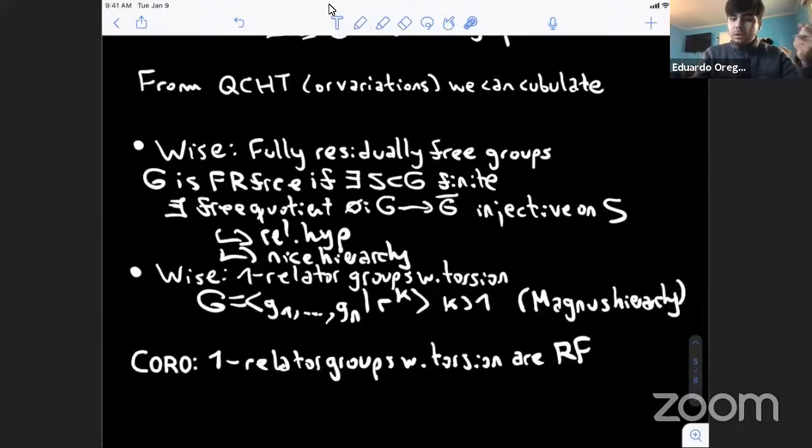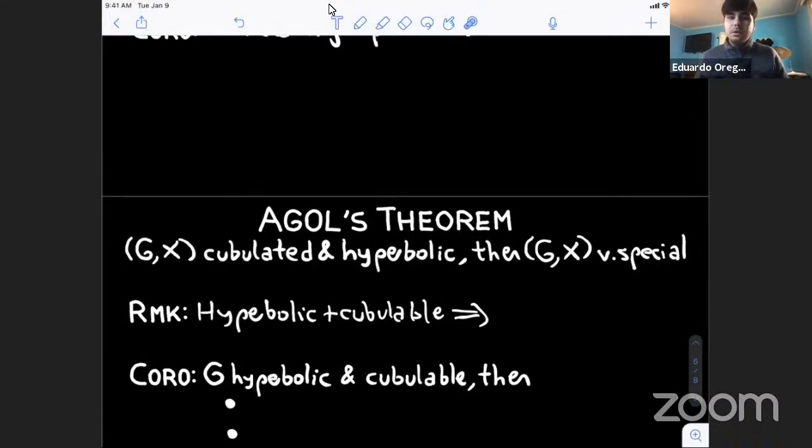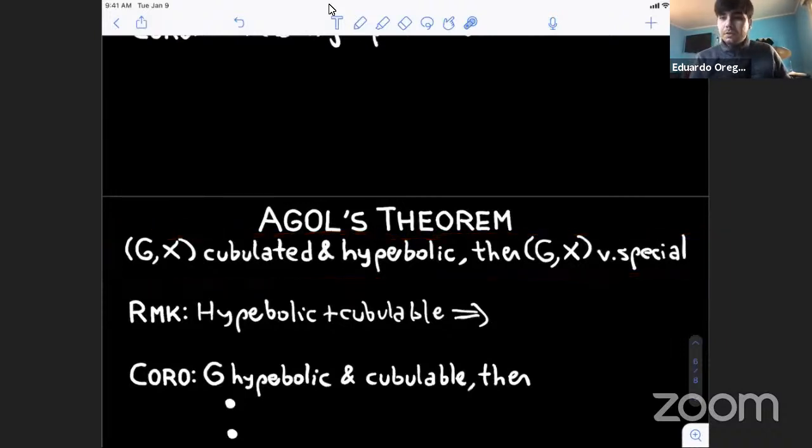This is also a tool for proving virtual specialness once we know that a group is cubulated. And this was used by Ian Agol to prove that each time we have a cubulated group that is hyperbolic, this group is automatically virtually special. So it's really nice that this theorem is easy to state. As long as you have the notation, hopefully we can understand the theorem.